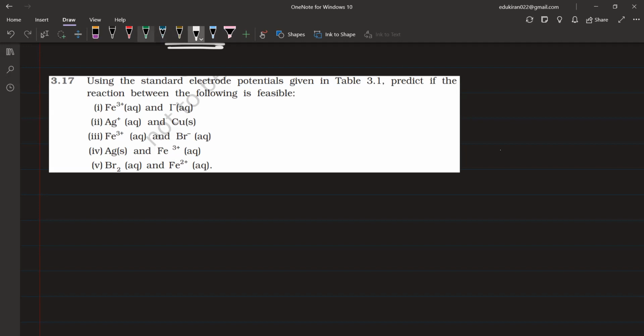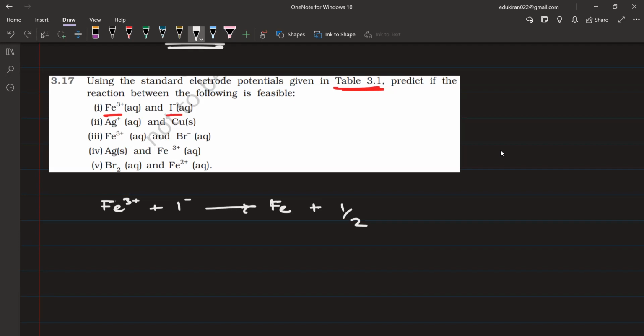So what they are basically asking is, see, you have to refer to table 3.1 in your NCERT textbook. They're asking that if you have Fe3 plus and iodine negative in the reactants, then will the reaction take place? So what is the reaction that can take place? Fe3 plus and iodine negative. Fe3 plus will be getting reduced to Fe, and iodine negative will be getting oxidized to I2.